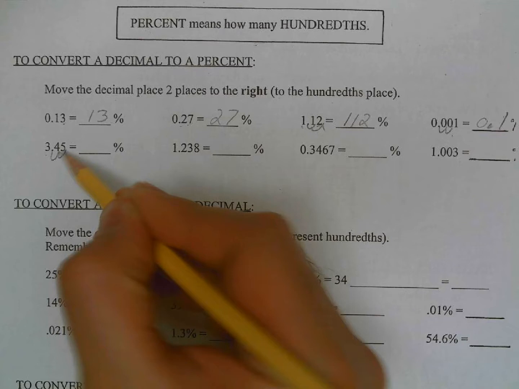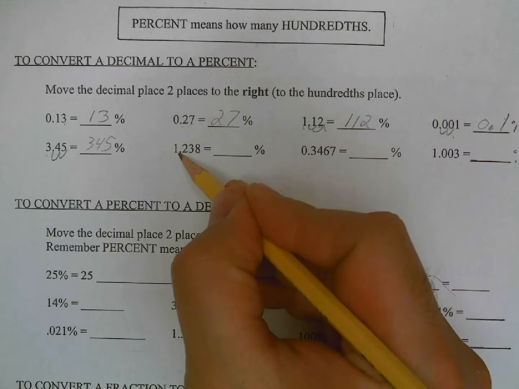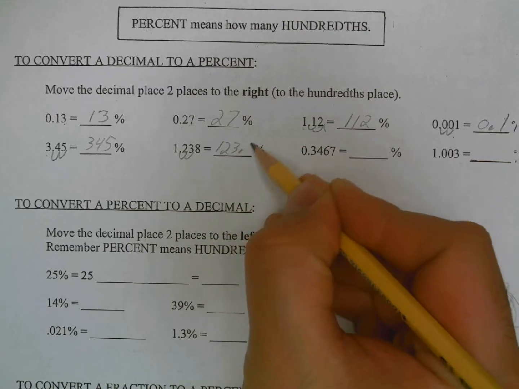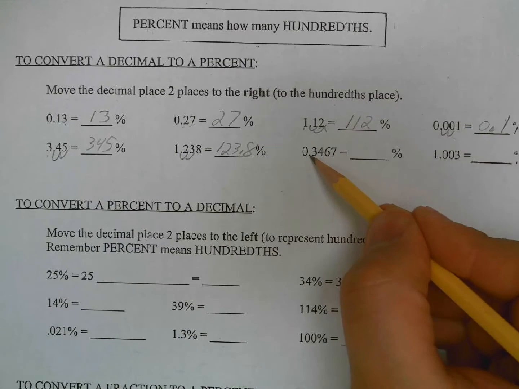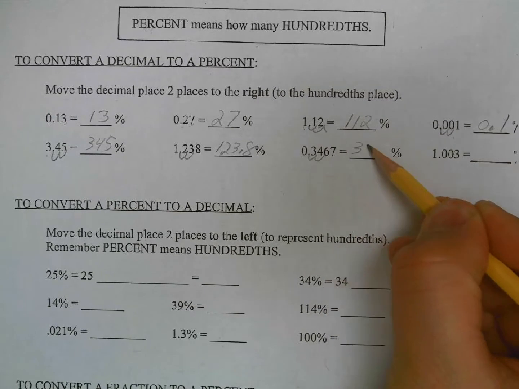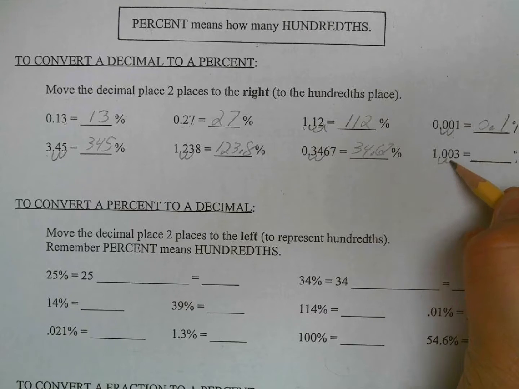1, 2, 345%. Moving 2 places to the right. That's 123.8%. So when we're taking our decimal and making it a percent, we're moving 2 to the right. 34.67%. Moving 2 to the right.